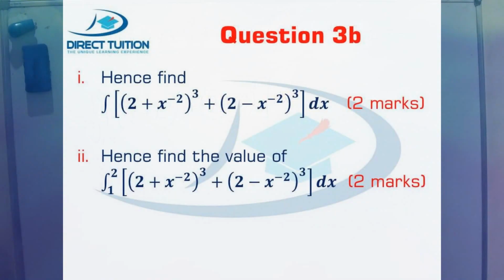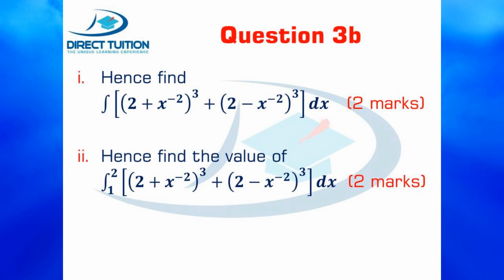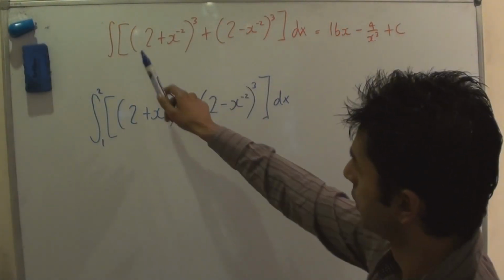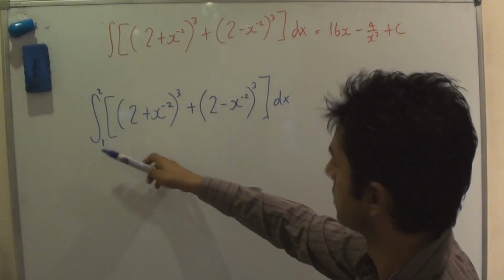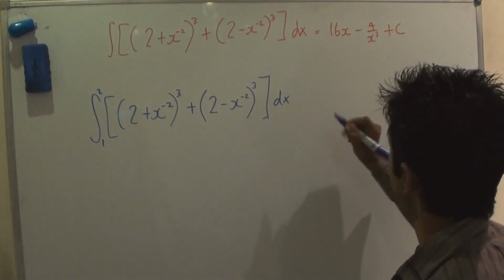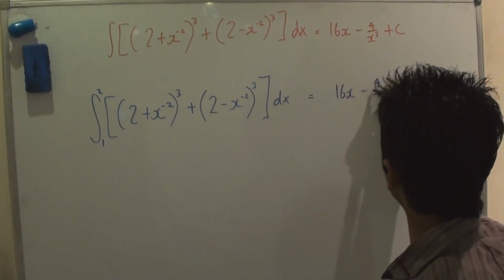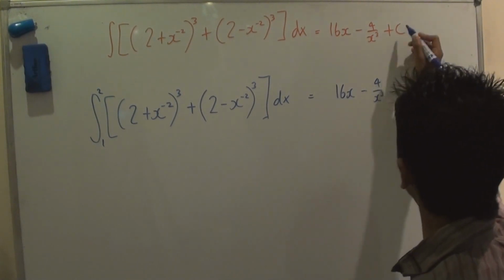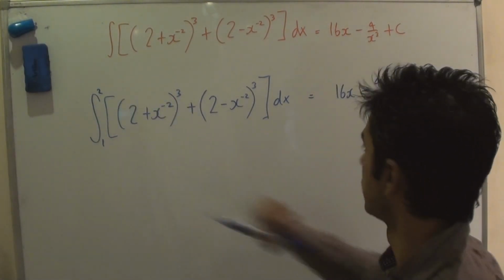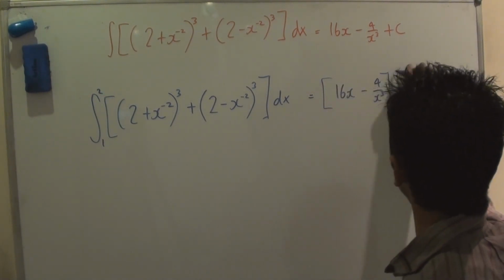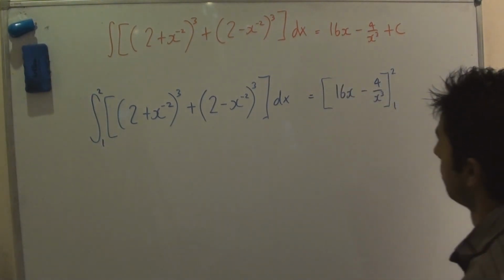So question 3b part 2, hence find the value of the integral of that same expression between the limits of 2 and 1. Now to save us some time, the answer to the previous part of the question I've written up here already. So all we're doing is integrating between the limits of 2 and 1. It's the same expression, so the answer is going to be the same. So it's going to be 16x minus 4 over x cubed. Now since it's a definite integral, because we're putting in the limits, we don't need the plus c. We put our square brackets around and we add our limits, 2 and 1.